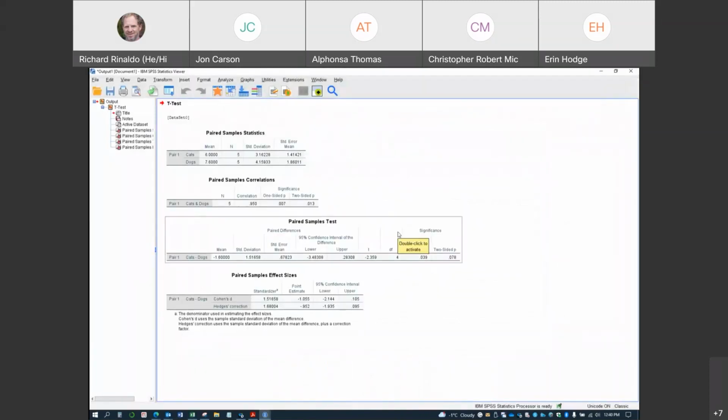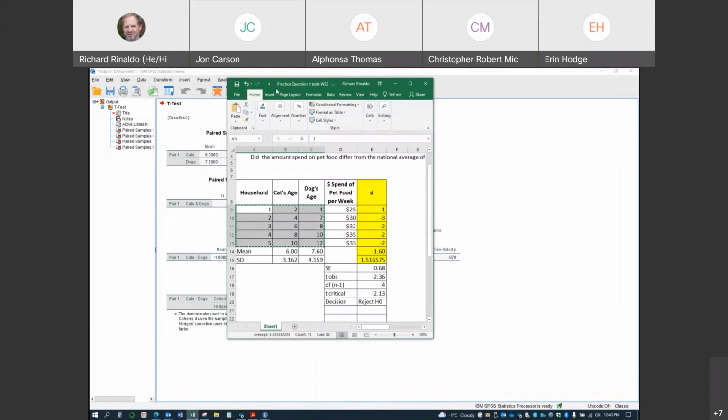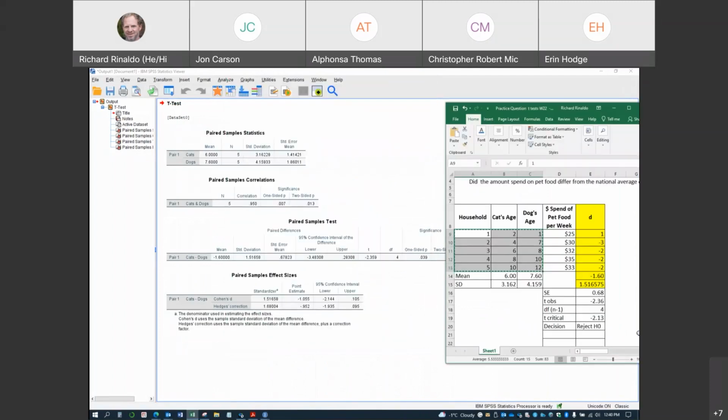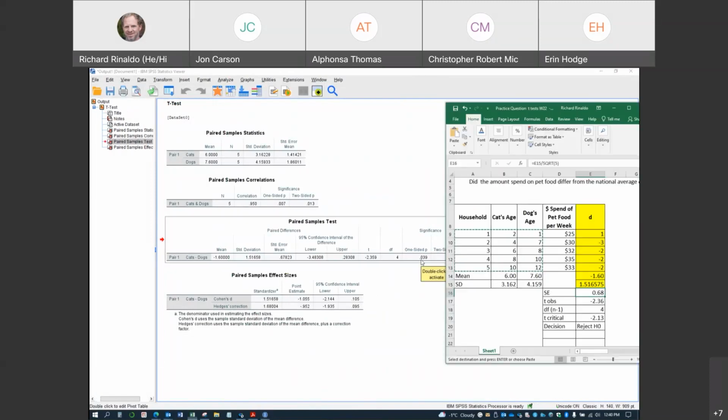Okay, so now hopefully if I haven't messed this up, should replicate our findings. So we can do a parallel view here. My t observed is negative 2.36. Yay. My standard error is 0.68. Yay. And for a one-sided t-test, my p-value is 0.039. I reject the null hypothesis. Yes. My means were 6 and 7.6. So I state my conclusion.